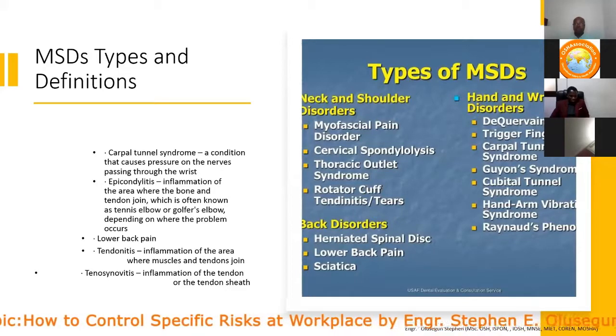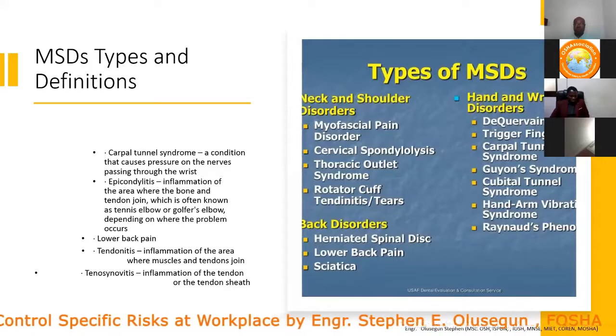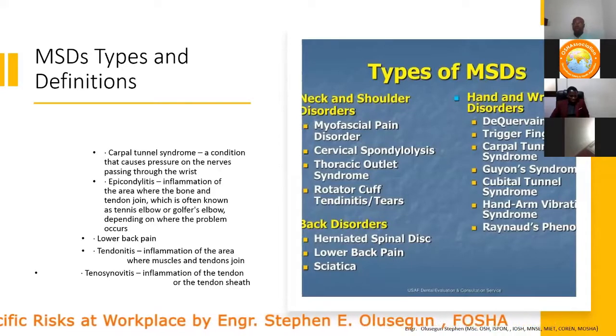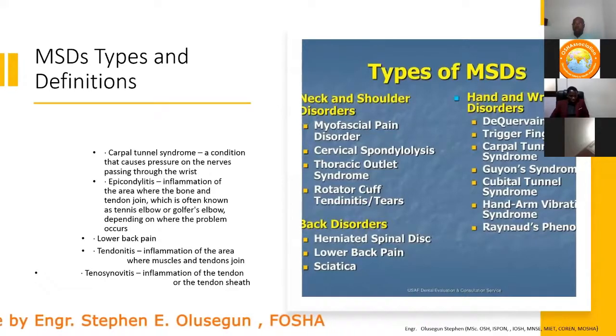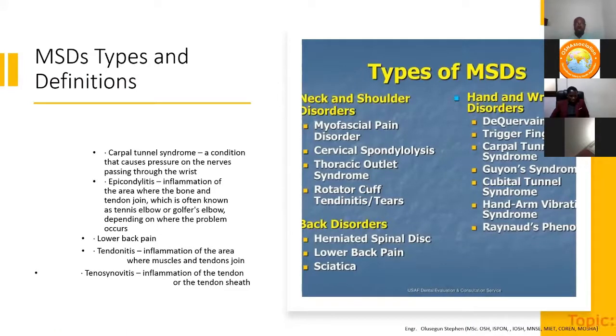types of MSDs. You could see them happening: back pains, hand and wrist disorders, and what they call trigger finger, carpal tunnel syndrome, and so many of them that it can create trouble. We are not dealing with the scientific aspect of this. It's just to let you see the effect of MSDs.